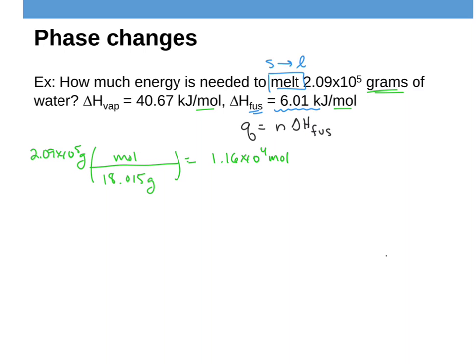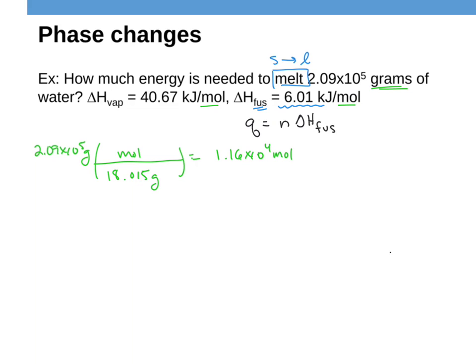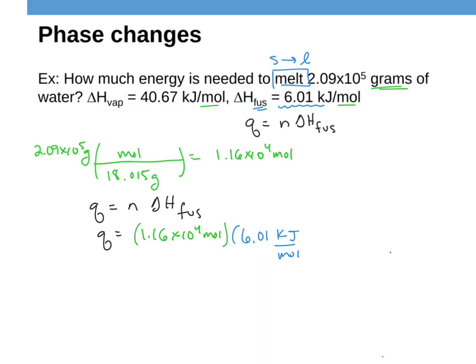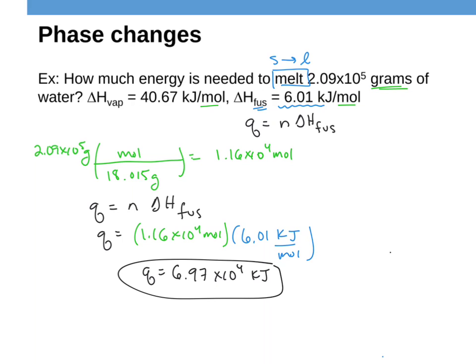So now that I know how many moles there are, I can go ahead and use my Q equation. So my heat equals the number of moles times the heat of fusion. I now know that the number of moles is 1.16 times 10 to the 4. And I know that my heat of fusion is 6.01 kilojoules per mole, because that was given to me. And if you solve for that, you just get that your heat equals 6.97 times 10 to the 4 kilojoules. And that's it. So apparently this requires that much energy.